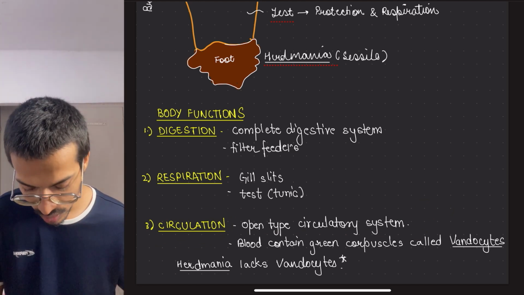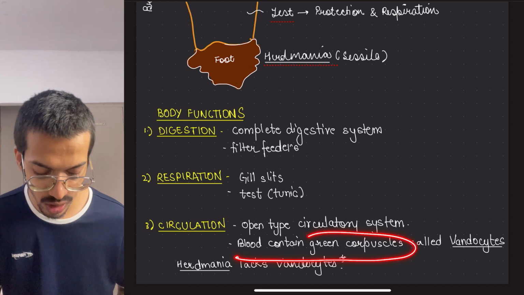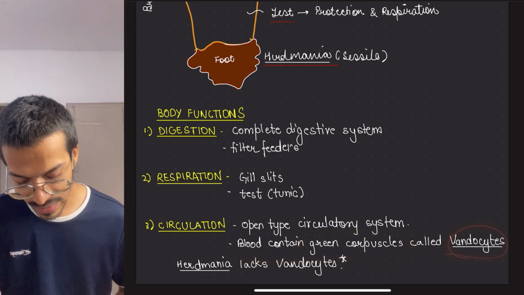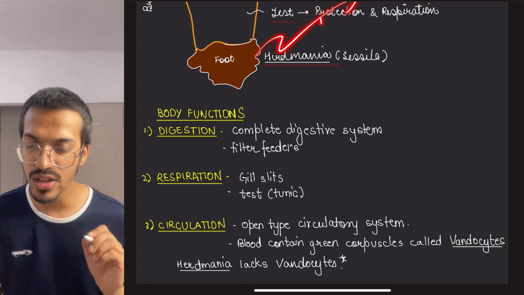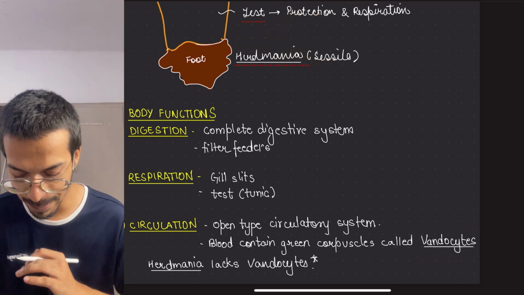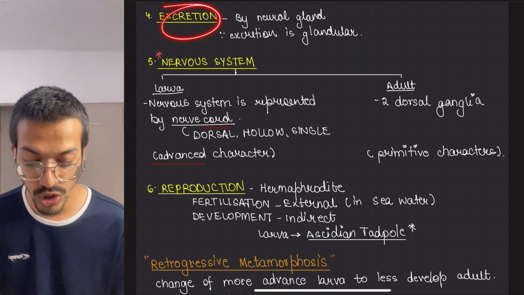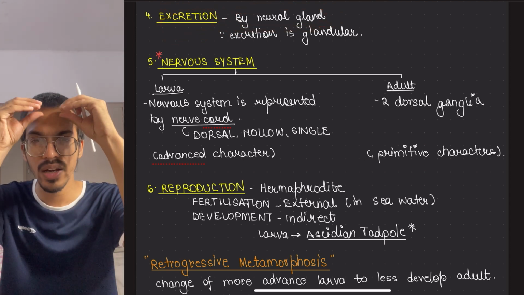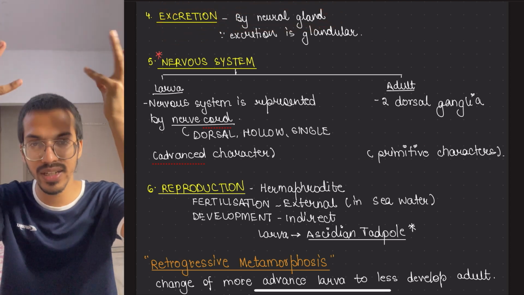Okay, then the blood contains a green corpuscle, a cell called vanadocytes, and it lacks them in Herdmania, which does not have that, but other members of its group do. Then excretion is by the neural gland. It is glandular, meaning the small ganglia that is present removes it.